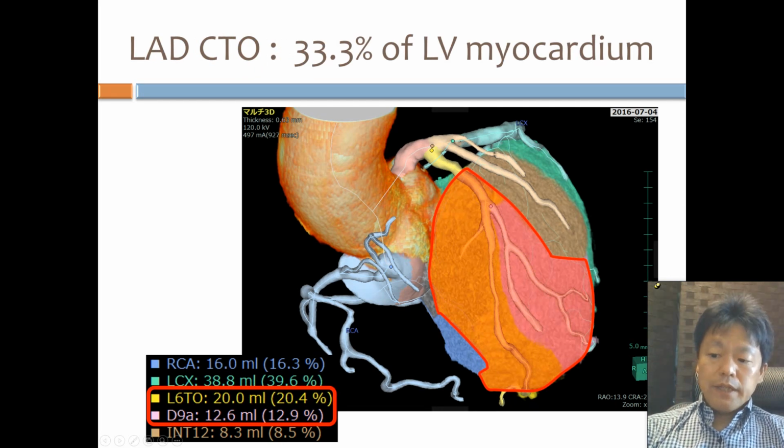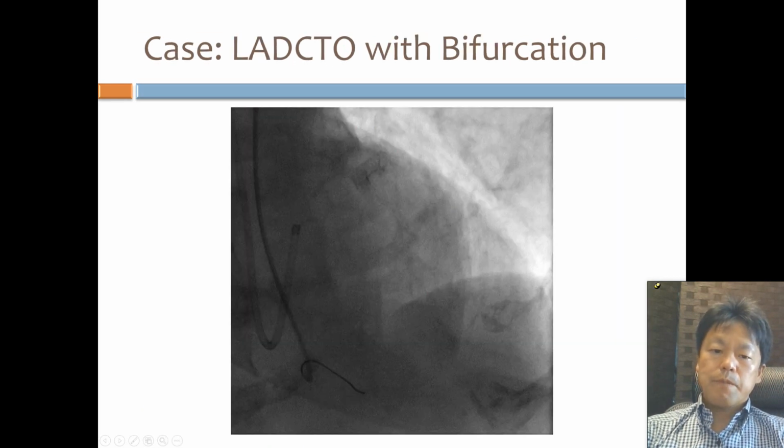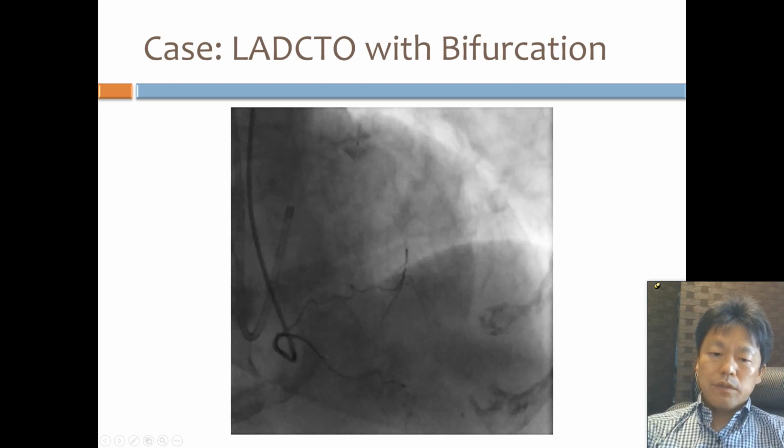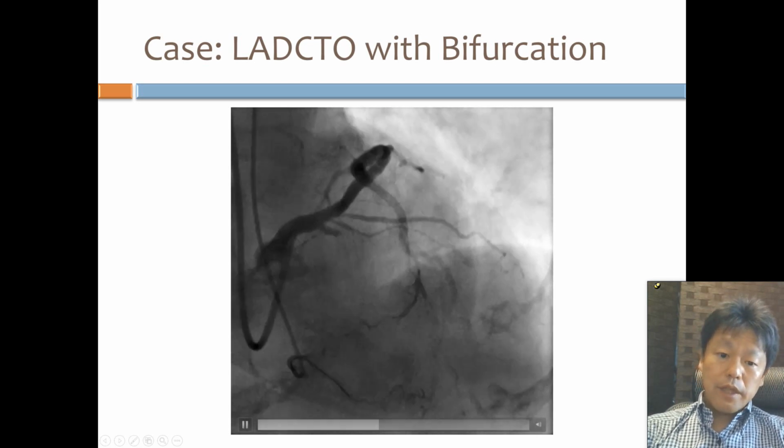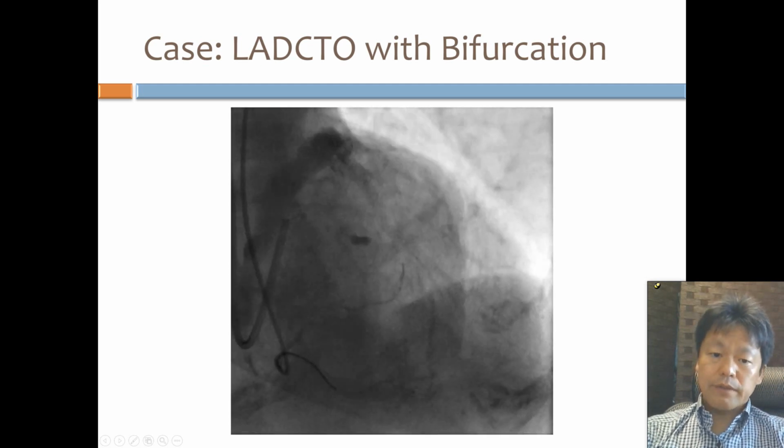Then the LAD CTO segment has almost one third of the whole left ventricular myocardium. Another important point is the diagonal. The diagonal has almost 40% of the total occlusion myocardium. It means revascularization of the LAD alone is only 60% success. So we should do revascularization of both the LAD and the diagonal.